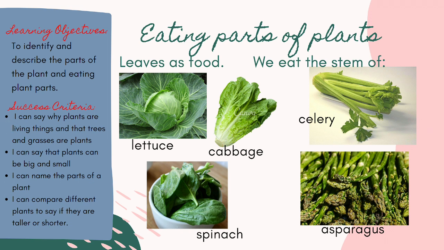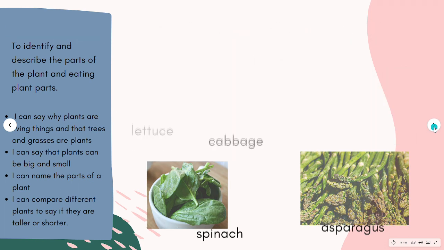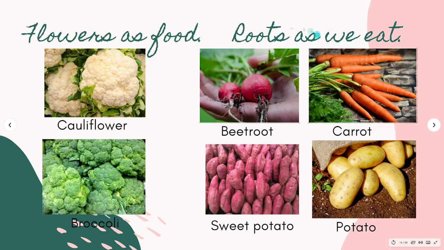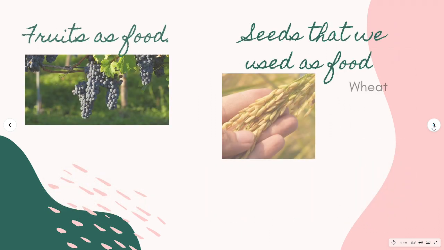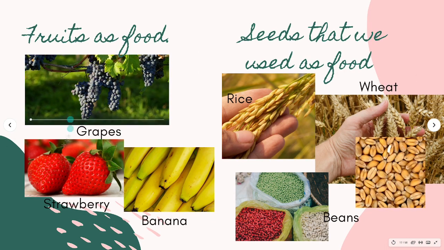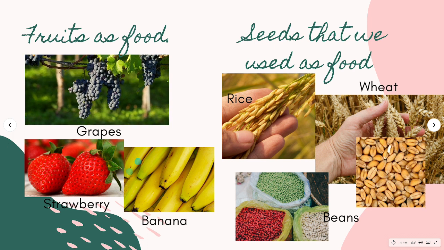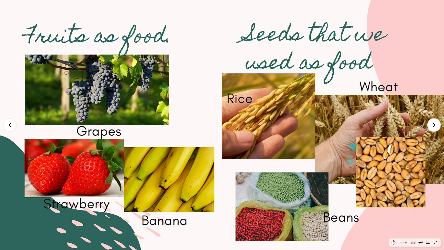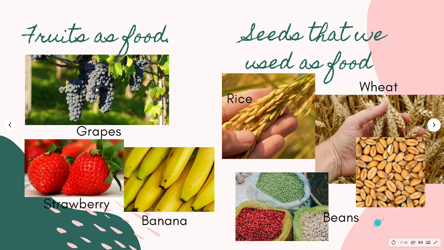For example, we eat leaves as food such as lettuce, cabbage, spinach. We eat the stem of celery, asparagus, sugarcane, rhubarb. Now, flowers as food like cauliflower, broccoli, artichokes. And roots we eat such as beetroot, carrots, sweet potatoes, radish, ginger, and a lot more. For fruits, some of our all-time favorites we have here are grapes, strawberries, and bananas. Seeds also are used as food, such as rice, wheat, beans, what else? Nuts, coffee, and a lot more.